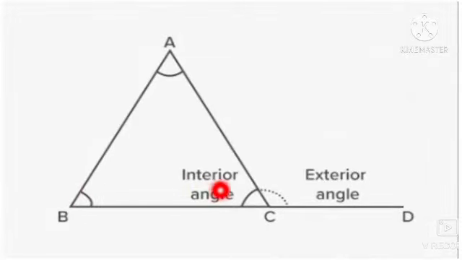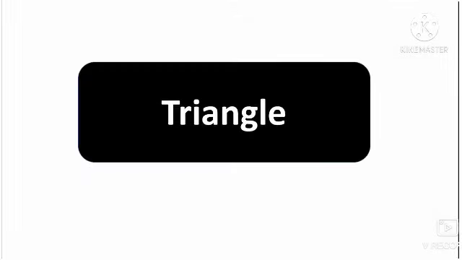Children, here angle ABC, angle ACB and angle BAC are interior angles, and angle ACD is an exterior angle because it lies exterior, outside the triangle. Children, now let us see about the 2D shape triangle in detail.